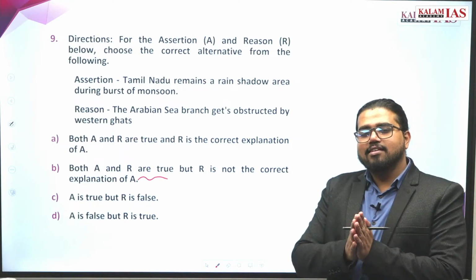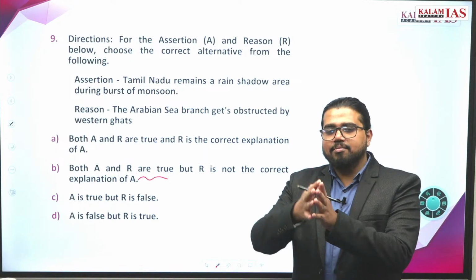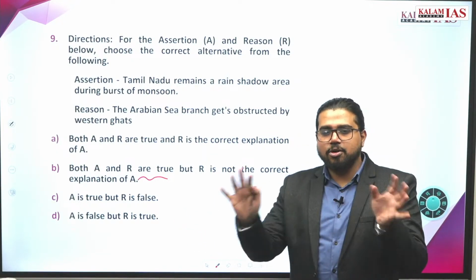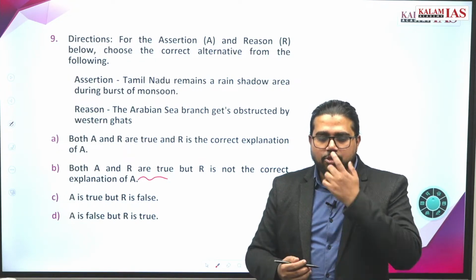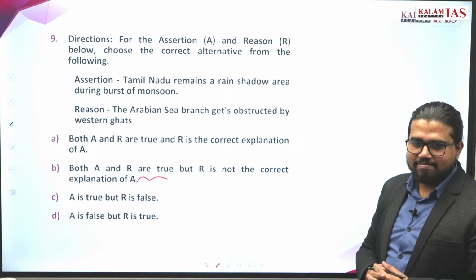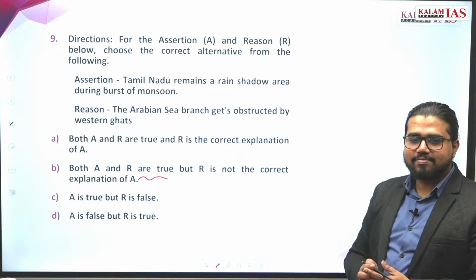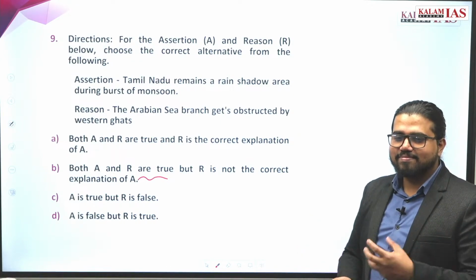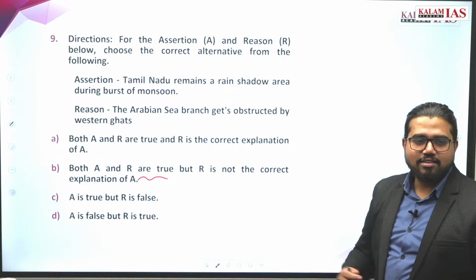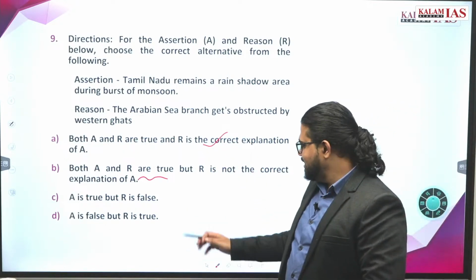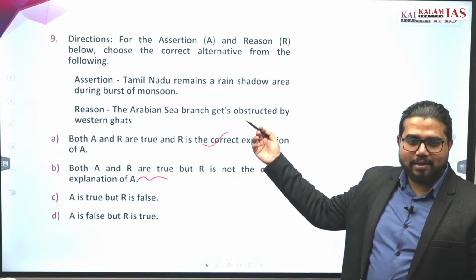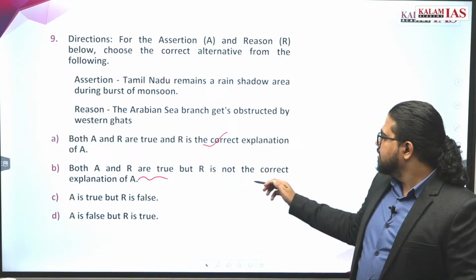You are saying Western Ghats is there, Tamil Nadu is on the leeward side. This is not the reason it is not getting enough rainfall. That's your logic, right? Any other? Tell me any other option. All others are answering A. It should be A. Very straightforward question. I don't think I need to spend time. It is A. So why is it A?